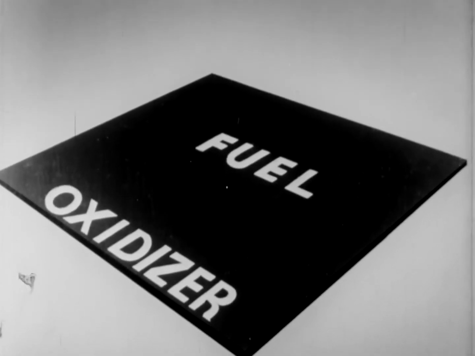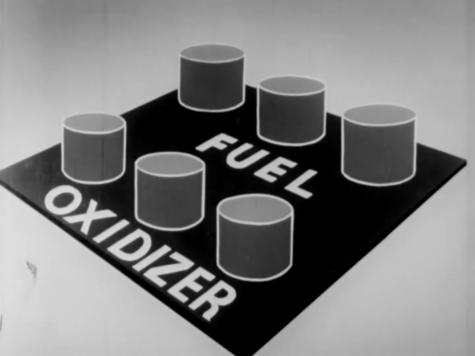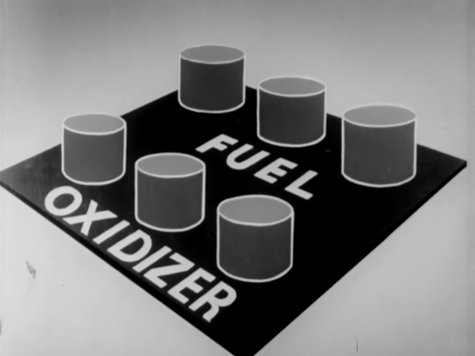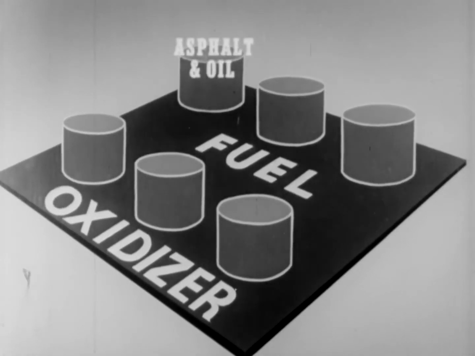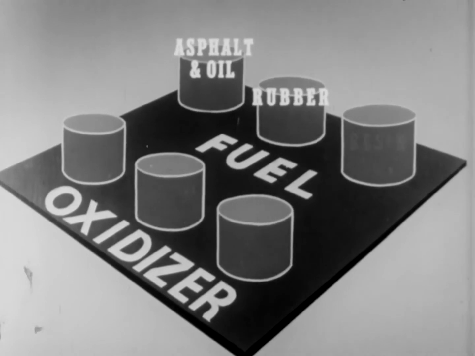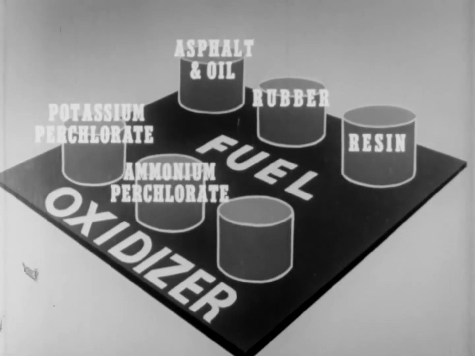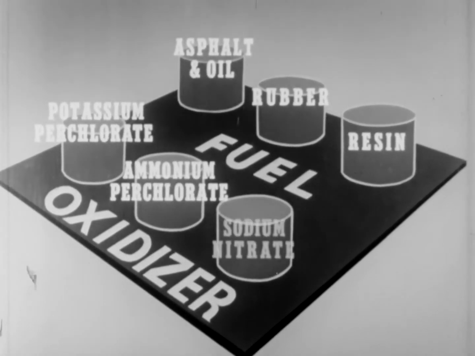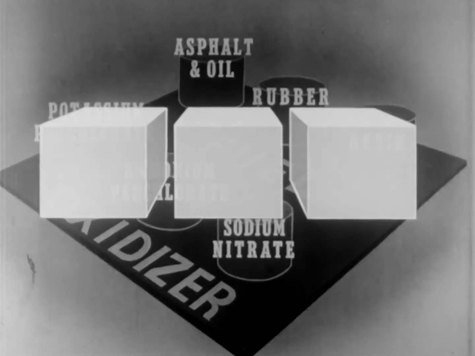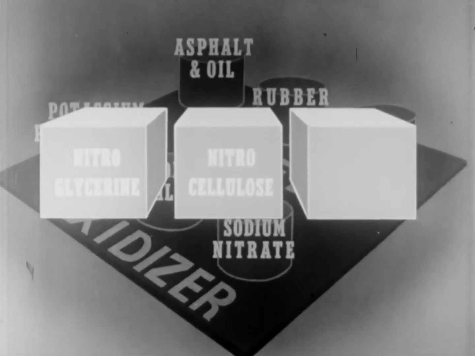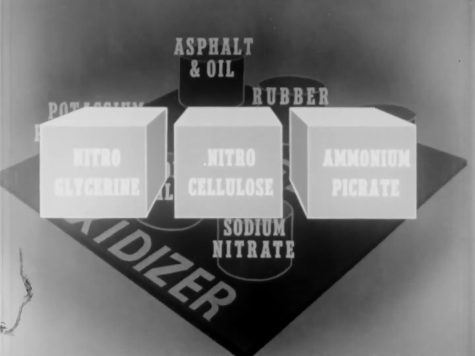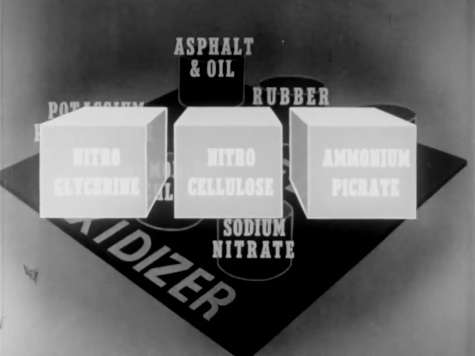All rocket motors carry both oxidizer and fuel. Both are mixed together in solid propellant grains in such a way that they will remain inert until they're ignited. Fuels most commonly used are asphalt and oil, rubber, or rosin. Oxidizers are usually potassium perchlorate, ammonium perchlorate, sodium, or potassium nitrate. There are some compounds which furnish both fuel and oxidizer, such as nitroglycerin, nitrocellulose, or ammonium picrate. Propellants of this type must be mixed with inhibiting materials so that they will burn rather than detonate.